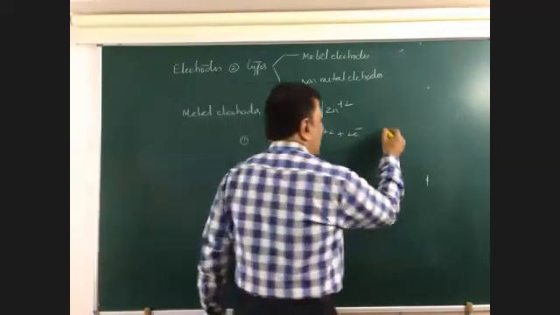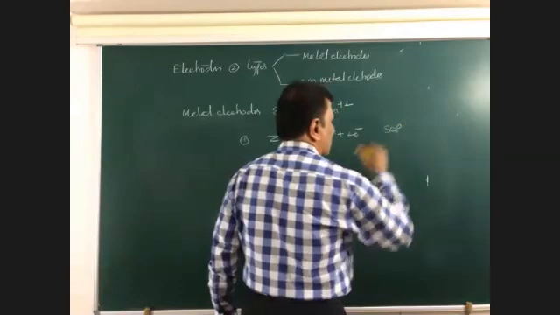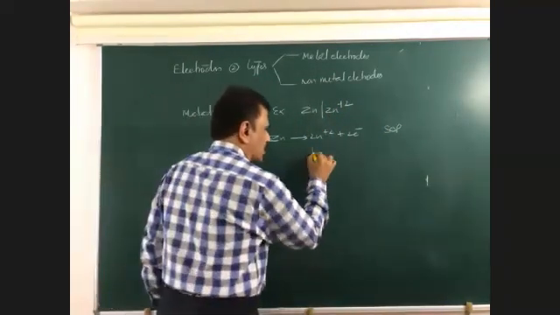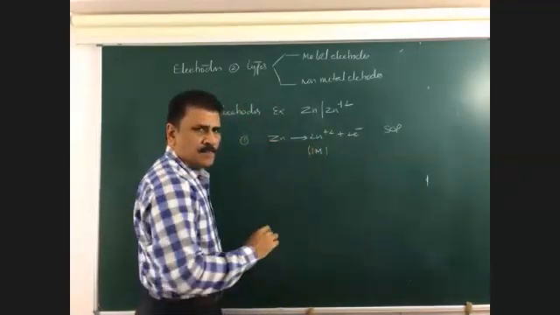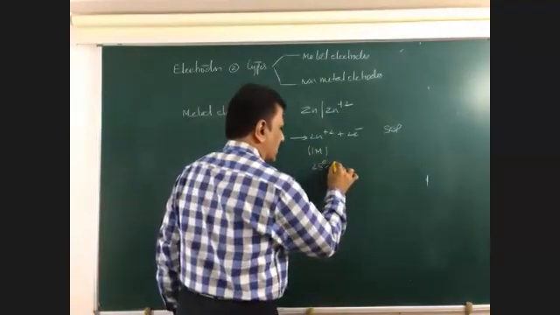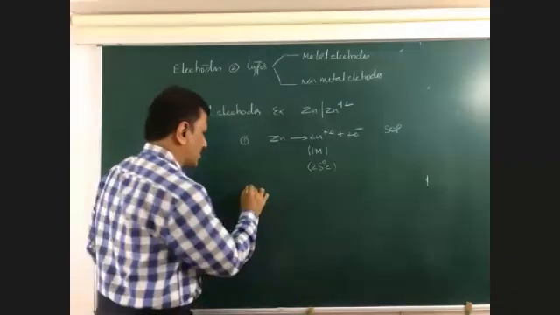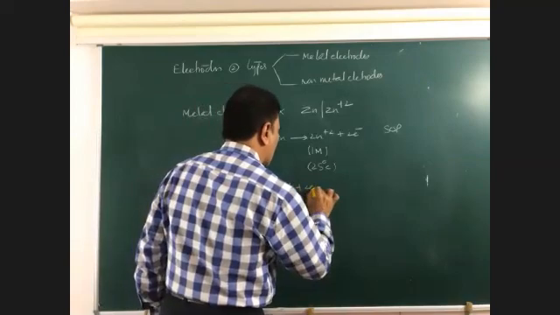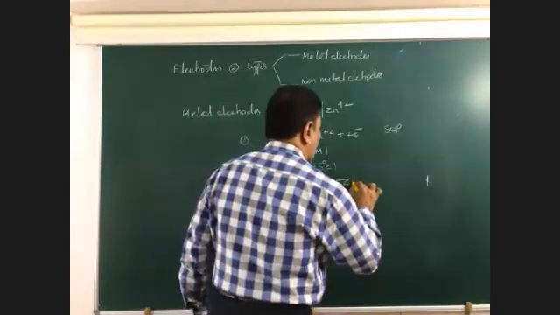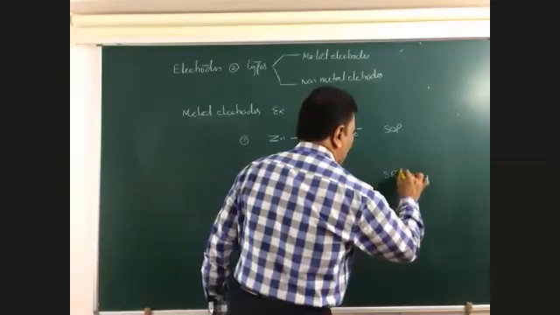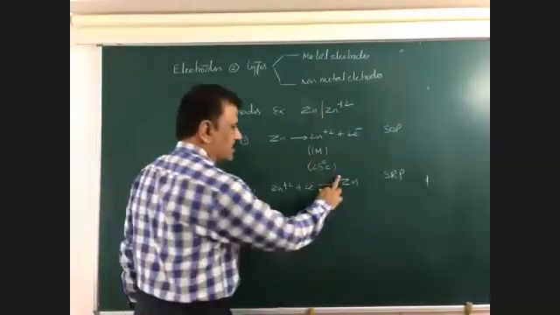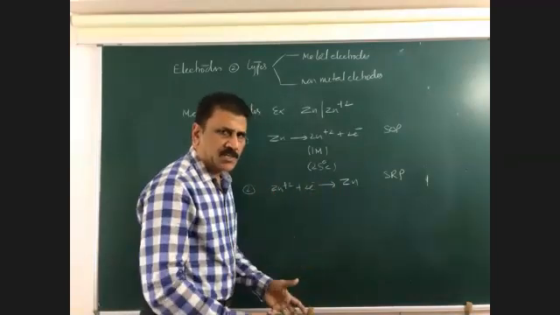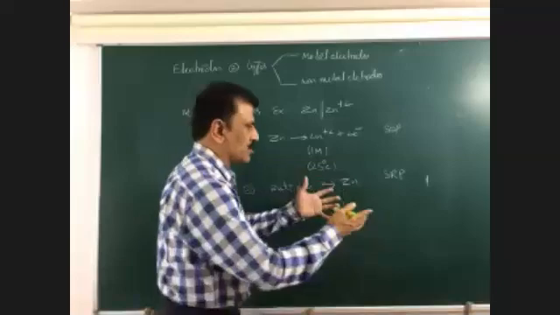This is the SOP, standard oxidation potential, if the concentration is taken as 1 molar and the temperature 25 degrees centigrade. The second one: Zn+2 plus 2 electrons changes to Zn. This is SRP. Why is it SRP? Because this process is reduction, taken at standard conditions.